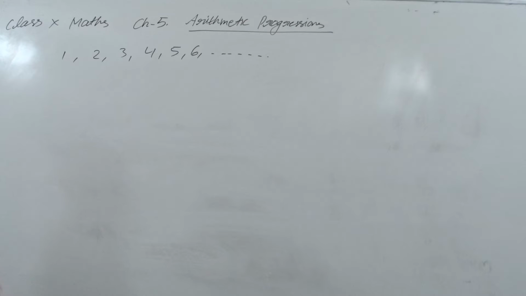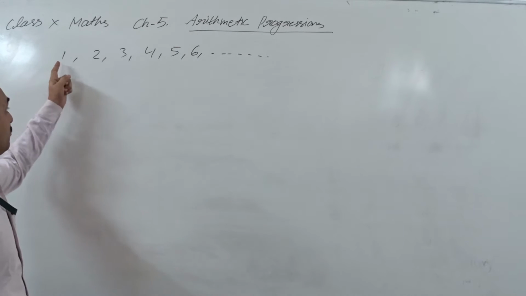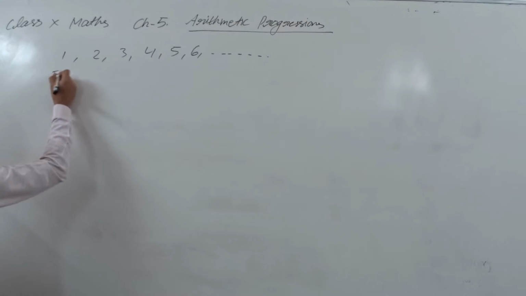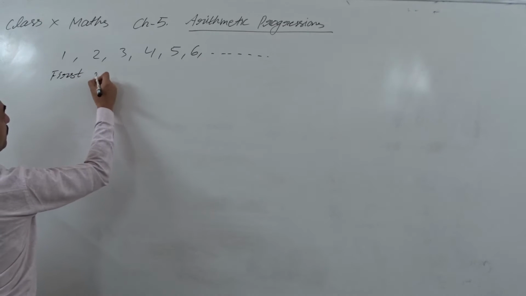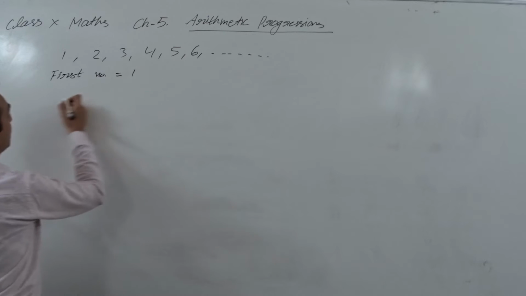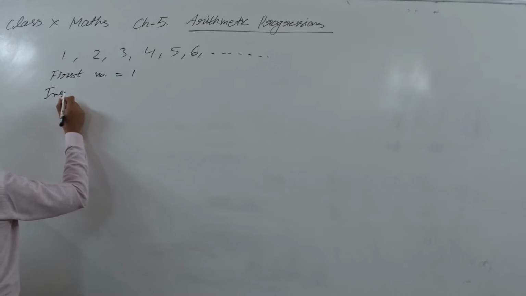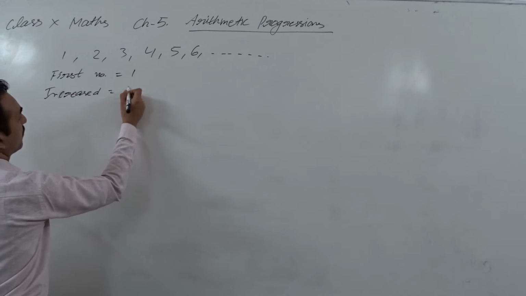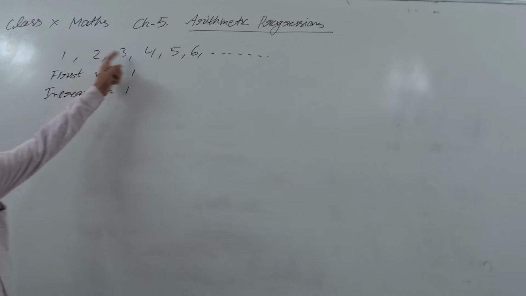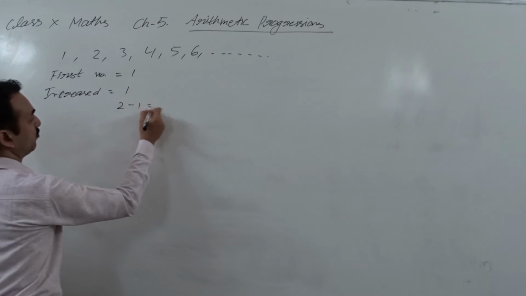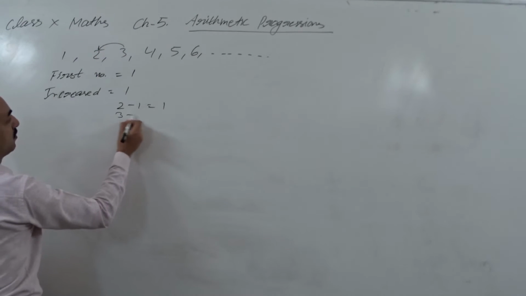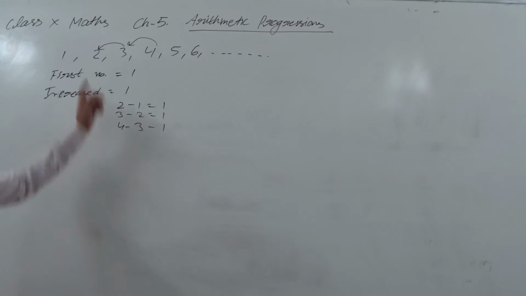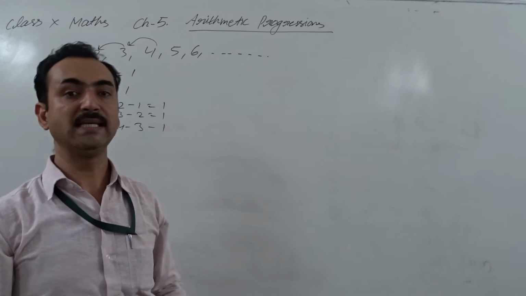So this is a series of numbers in which the first number is 1, then the next number is 2, then the next number is 3. So the first number is 1 and it increases by 1. You can see the difference of the next number is 1, like 2 minus 1 is 1, 3 minus 2 is 1, 4 minus 3 is 1. So the difference of any two consecutive numbers is 1.